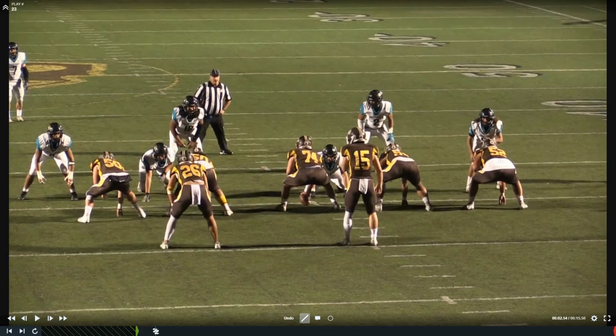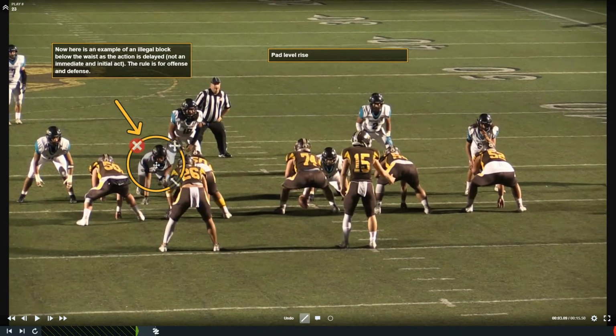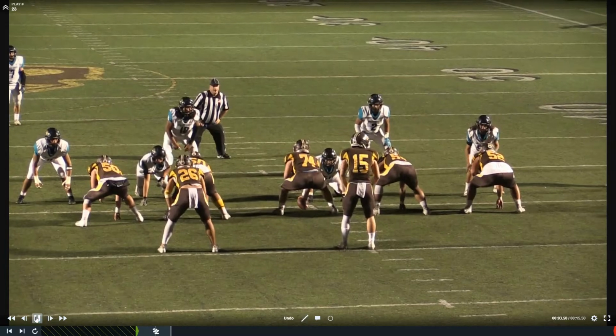Okay, here's another example of a defender making an illegal low block. And this one happens pretty quick, and it could easily be missed. Let's take a look at it. This is the player involved, and remember, pad level rise is one of our indicators. It's not the only one, but it's definitely an indicator. If we see pad level rise and we see a subsequent low block, we've got a foul. Okay, so let's play it in real time and see how quickly this happens.